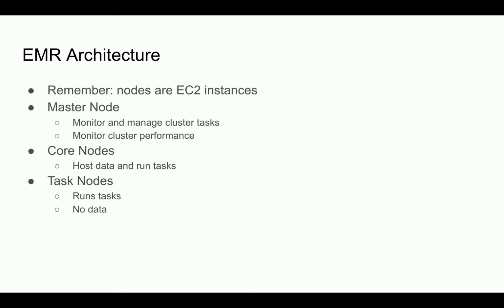With EMR, you also have core nodes. Core nodes run tasks, so the master node decides what needs to be done, and then the core nodes actually perform those tasks, but they also host data on the core nodes themselves. A task node is similar to a core node in that it runs tasks, but there is no data present on the task node.